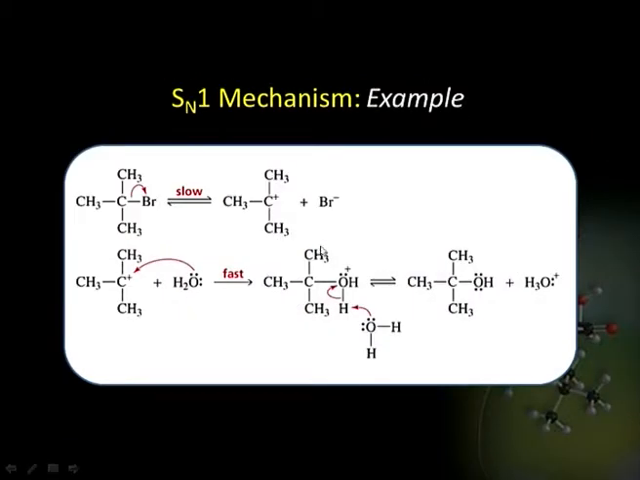So, if we look into this example of the SN1 mechanism, we will see that in the first stage, which is the slower stage, the carbocation gets formed, which is attacked in the second stage by the nucleophile, which is a faster reaction and leads to the formation of the product, and the leaving group leaves.